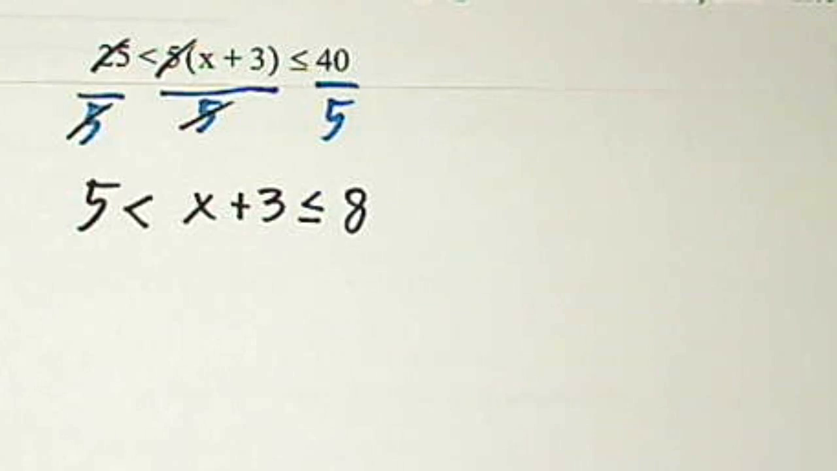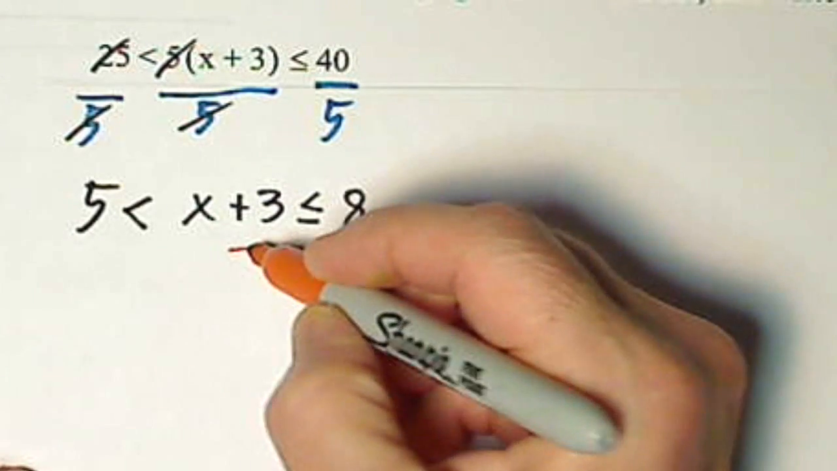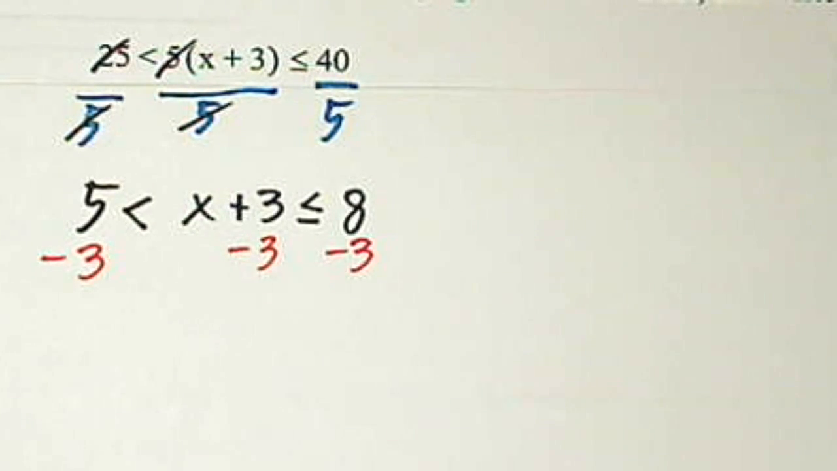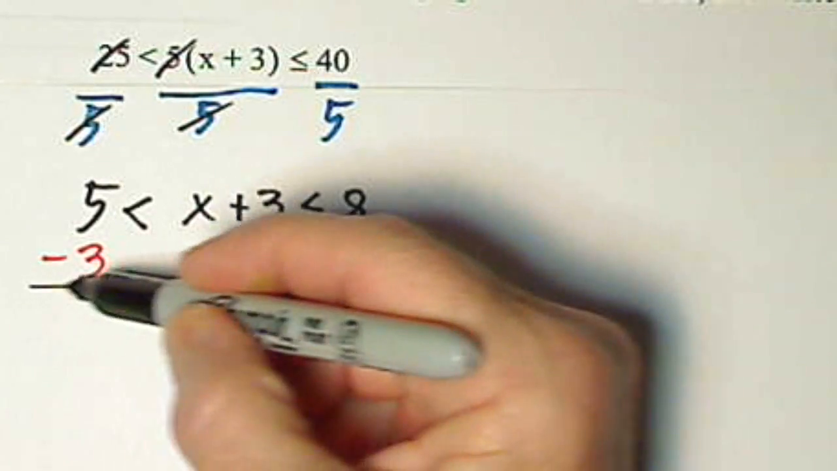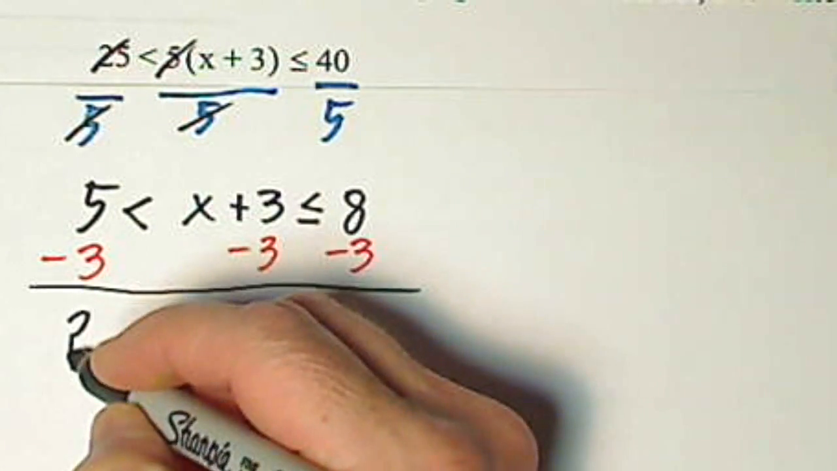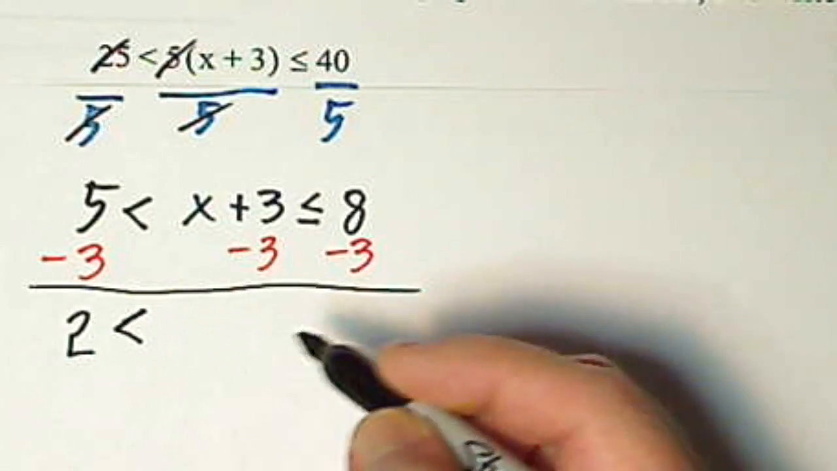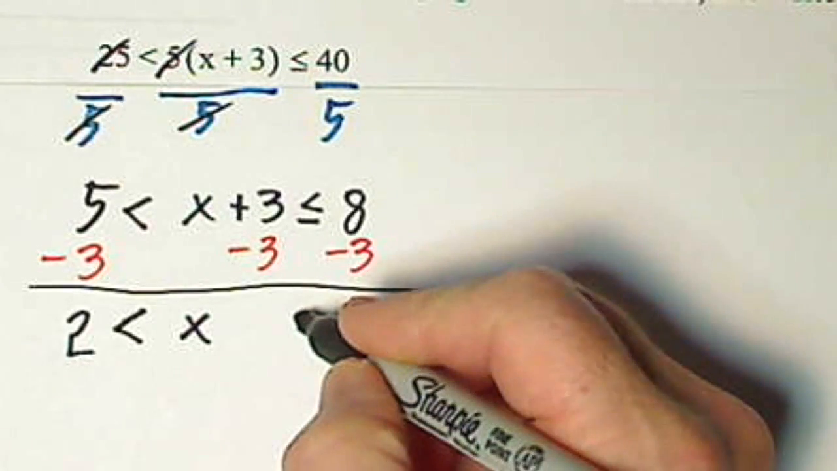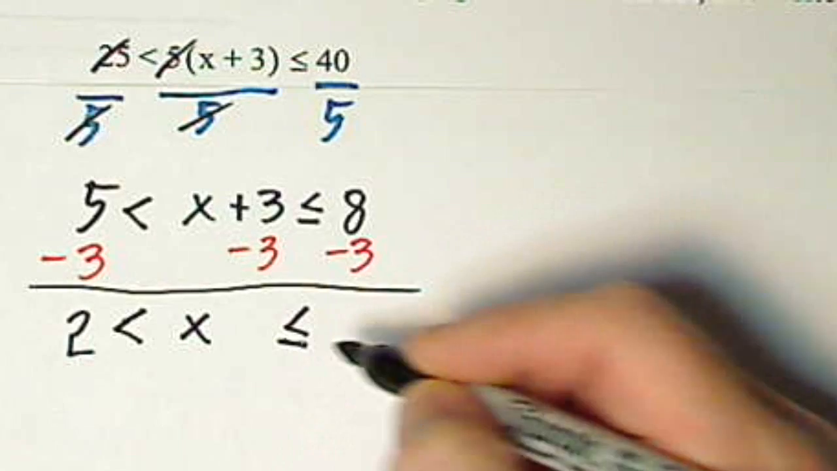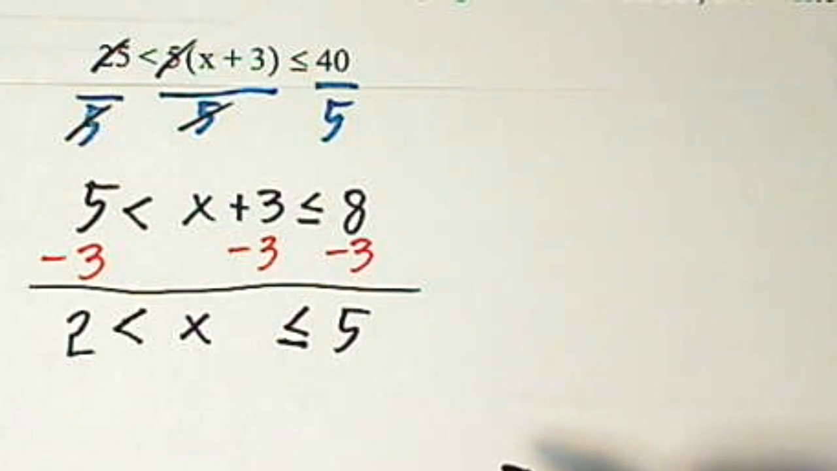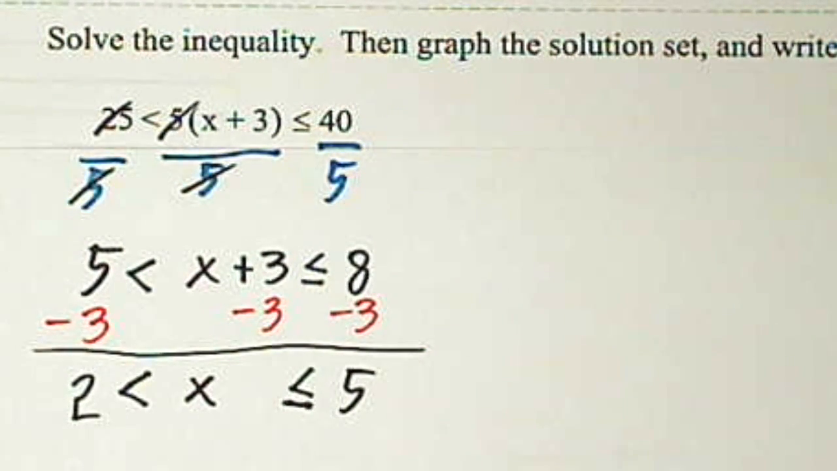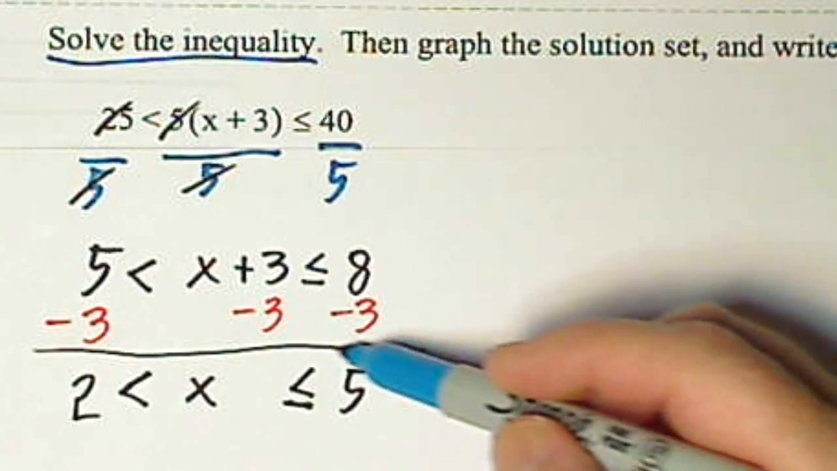Now we just want to get rid of the 3. So we have a 2, we bring down our inequality sign, we bring down our x. This is a 0, I don't have to write it. Bring down the inequality. And there's a 5. Okay. So they said solve the inequality, and we just did. This is the solution.